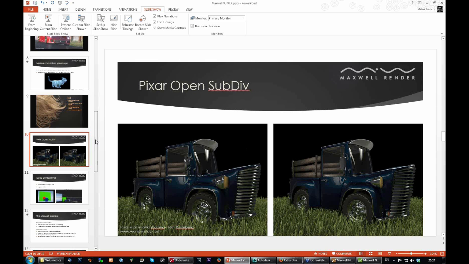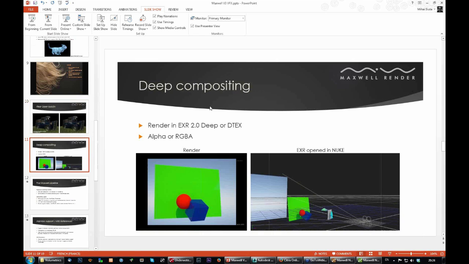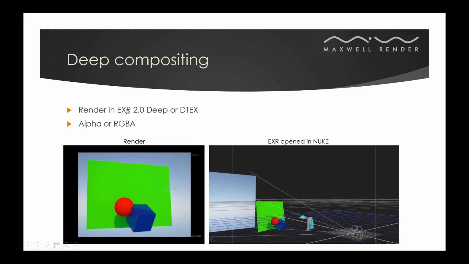So I have a lot of things to cover. So the deep compositing support, we added support for output to EXR deep files or DTEX files. And as you can see, for now, this format is only supported in Nuke, but probably in the future it's going to be available in other compositors like After Effects or Smoke or whatever. And you can either output the deep alpha channel, or you can output also a full RGBA deep image.